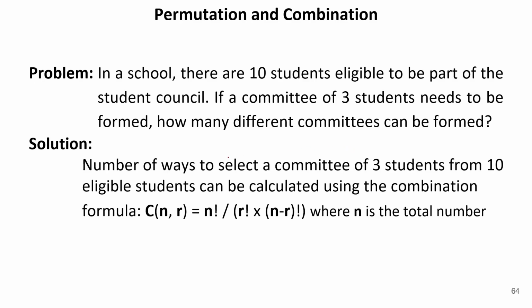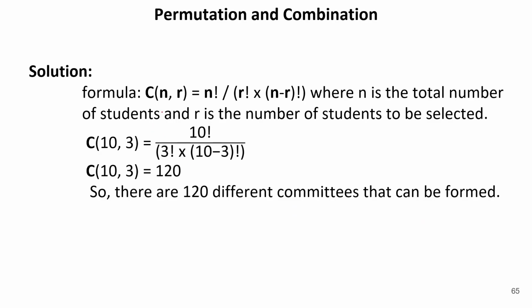Okay, so the number of ways to select a committee of 3 students from 10 eligible students can be calculated using the combination nCr, which is equal to n factorial divided by r factorial into n minus r factorial, where n is the total number of students and r is the number of students to be selected. So C(10, 3) is equal to 10 factorial divided by 3 factorial into 10 minus 3 factorial, which is equal to 120. Okay, so there are 120 different committees that can be formed.